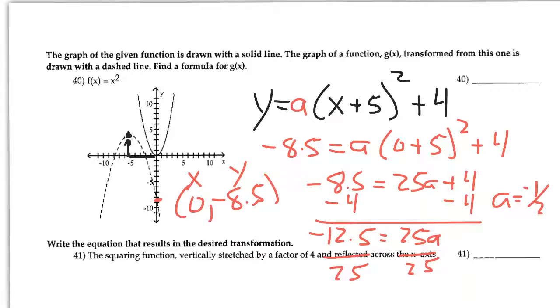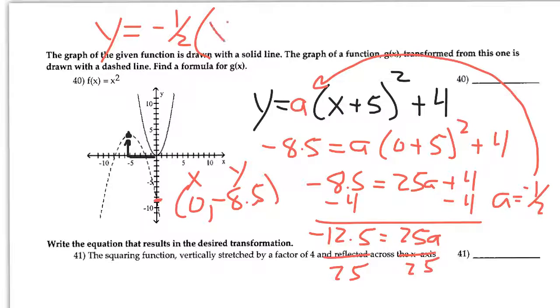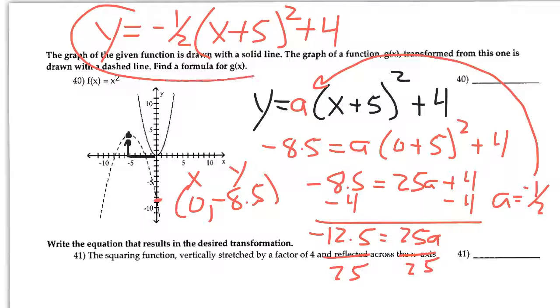Okay, and now knowing that, I have the equation figured out if I just put that back in for a. So I would write the equation y equals negative 1/2 (x plus 5) squared plus 4. And now not only have we accounted for the left and right shift and the up and down shift, but we've also accounted for the stretch factor of 1/2, which actually made it shrink, and it's negative because it would reflect it over the x-axis. So that is the equation we were seeking.